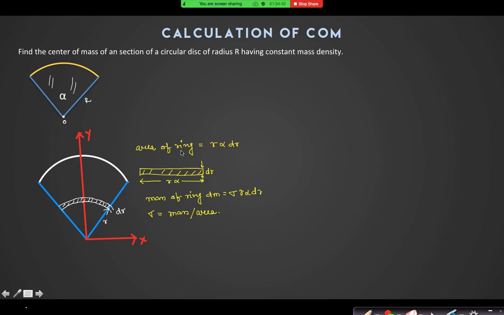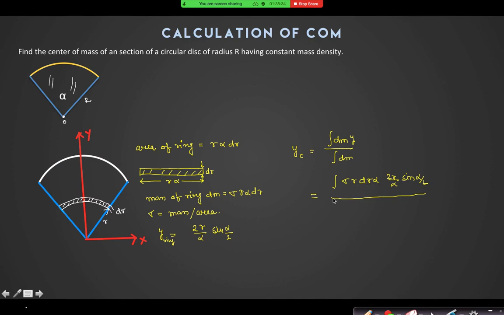Yes. So I know what is the dm and what is the y coordinate of the center of mass of the ring. Can you tell me the y coordinate of the center of mass of the ring? 2 small r by alpha into sin alpha by 2. We have got this formula just now. Then I can integrate it to find the y coordinate of center of mass: integral of dm into y divided by integral of dm. Sigma r dr alpha into y, which is 2r by alpha sin alpha by 2. I am just putting the value.